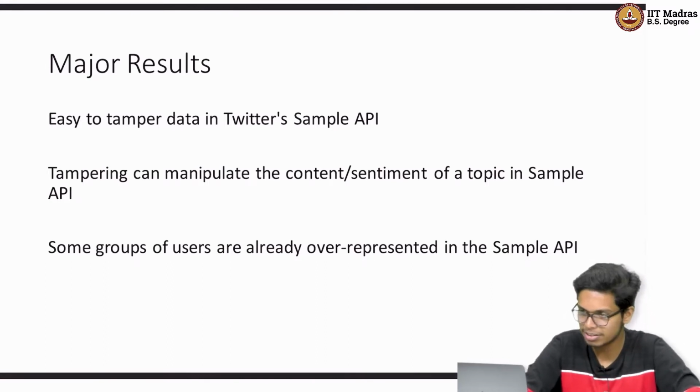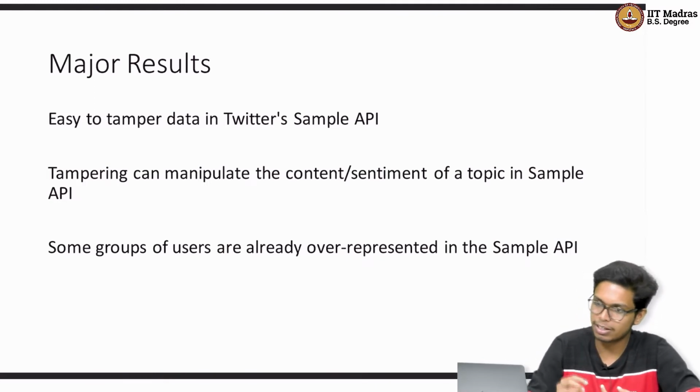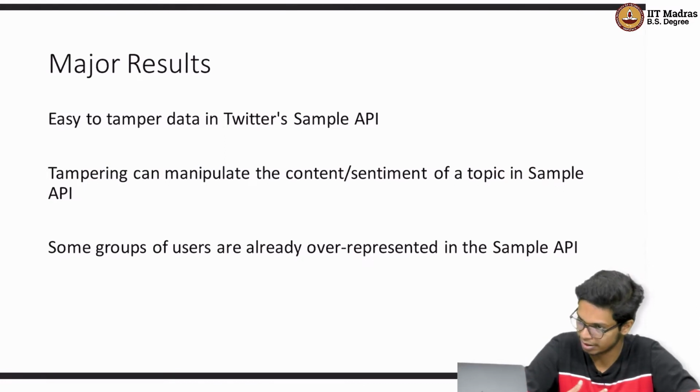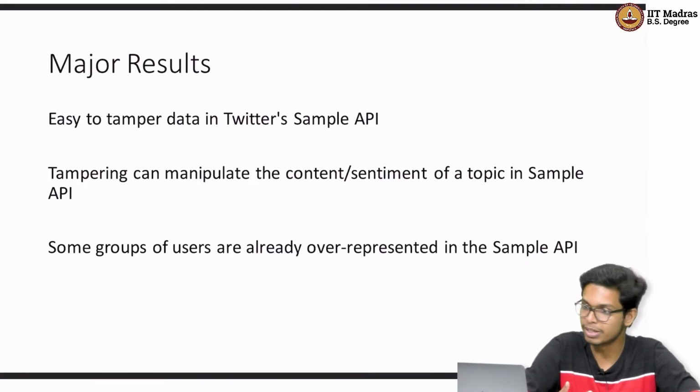The second part is the tampering can manipulate the content and the sentiment of the tweets that another researcher is using, right? So I can manipulate the sentiment of the tweets, I can manipulate what these tweets are talking about, if I can manipulate what tweets are going into this random sample.